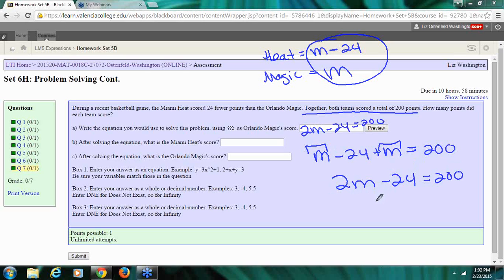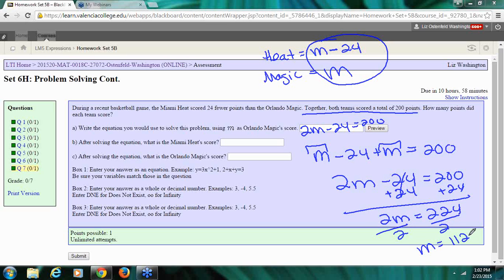So I'm going to solve it by moving 24 to the other side by doing the opposite operation, which in this case was a plus 24. And then I'm going to separate the 2 from the m by dividing, because again 2 is being multiplied by m. So the opposite of multiplication is division. That means my m equals 112 points.